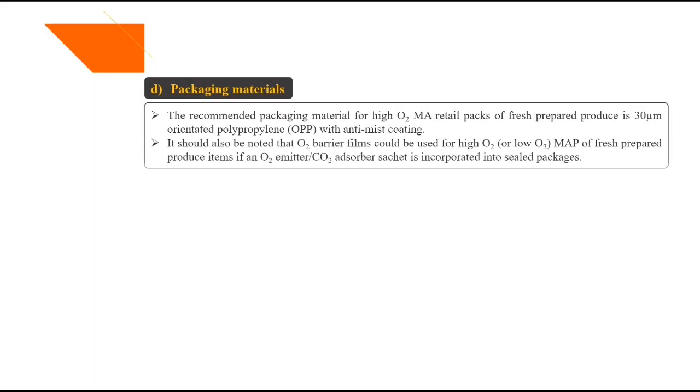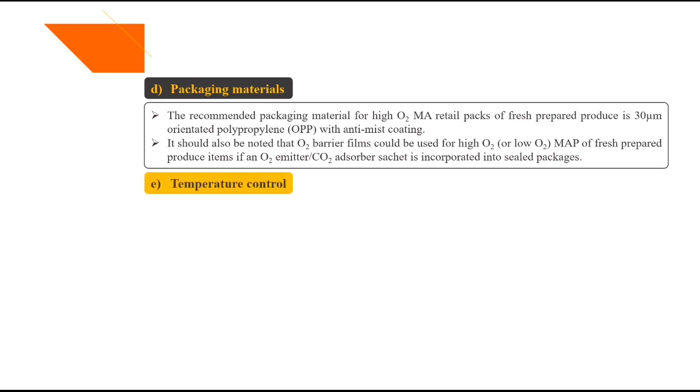Regarding the packaging material, based on CCFRA's practical experimental trials, the recommended packaging material for high oxygen modified atmosphere retail packs is 30 micrometer oriented polypropylene with anti-mist coating. And it should also be noted that oxygen barrier films can be used for high oxygen MAP of fresh prepared produce items if an oxygen emitter or carbon dioxide absorber sachet is incorporated into sealed packages.